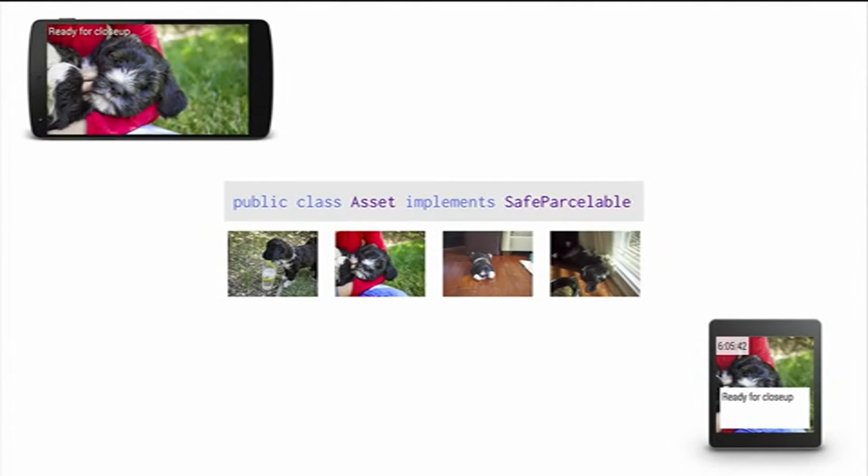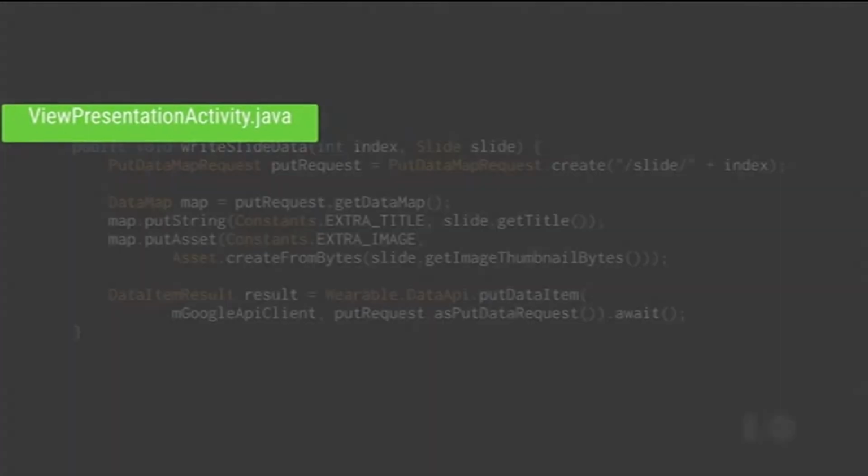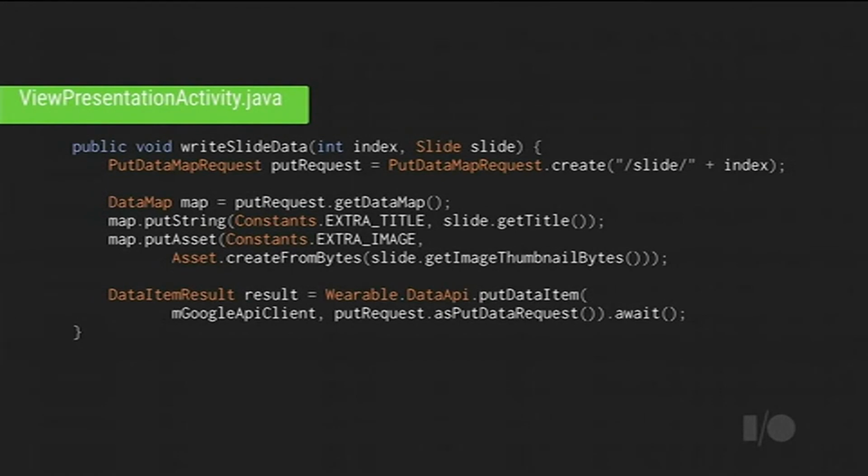We're going to want to not send the full resolution image over, however. The resolution on the Nexus 5 is much higher than the one on the wearable. So I'm going to want to make sure that I'm only sending the image data that's necessary for display on a smaller device. To do that, we go into View Presentation Activity. And here, we're going to call this function for each of the slides in our presentation. I'll probably do this in an asynchronous task when I'm loading it up.